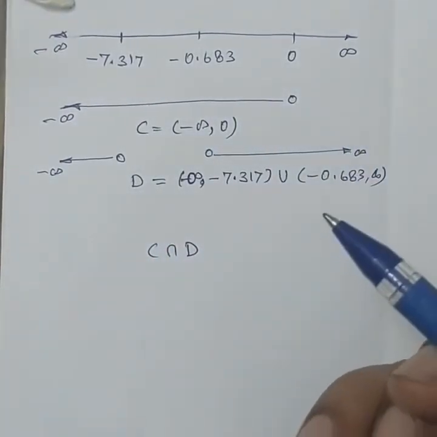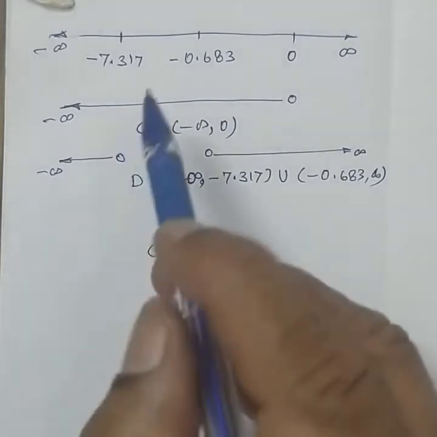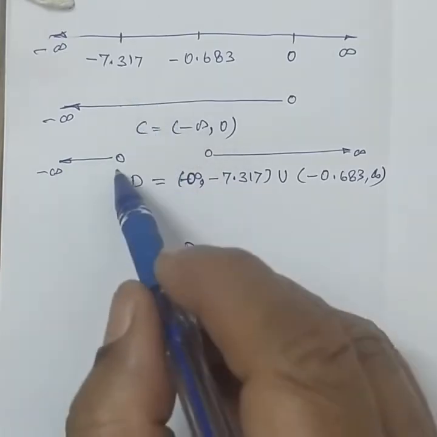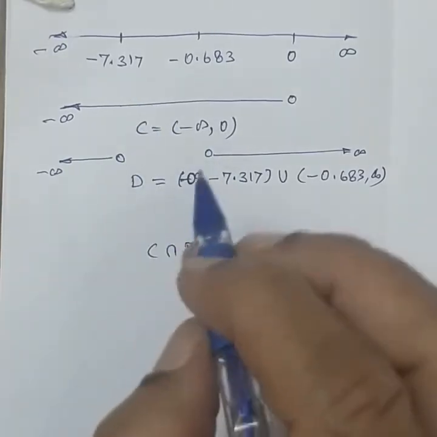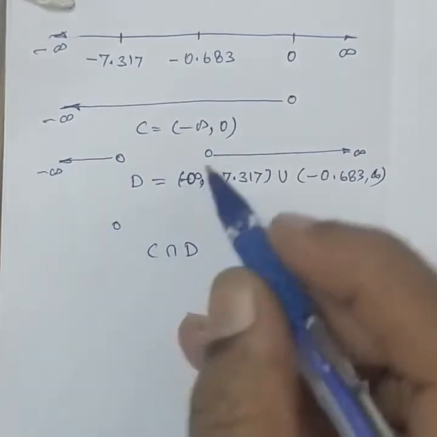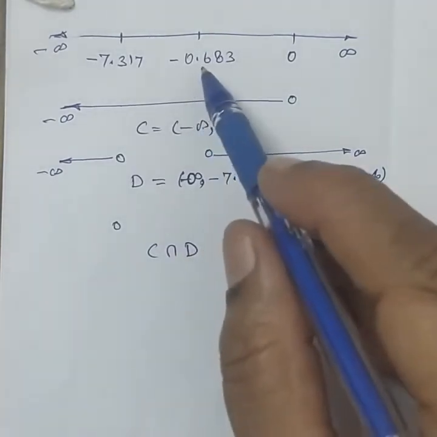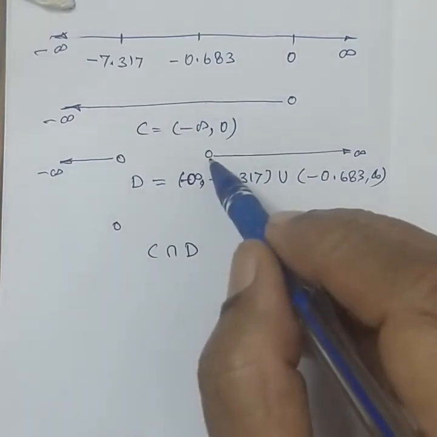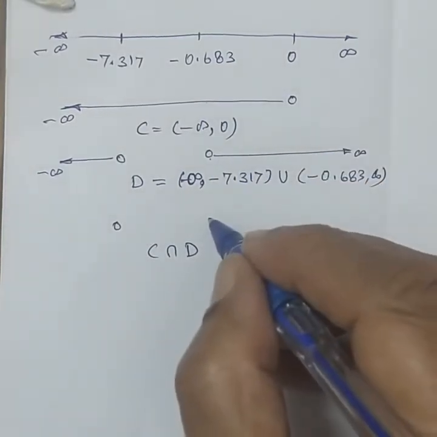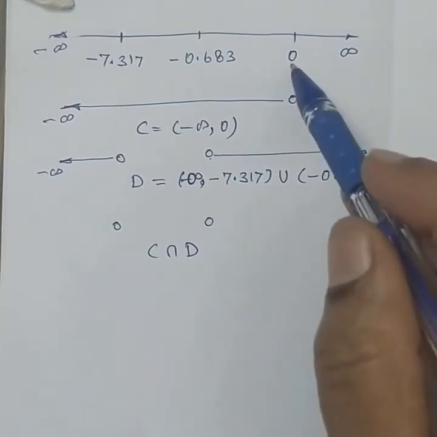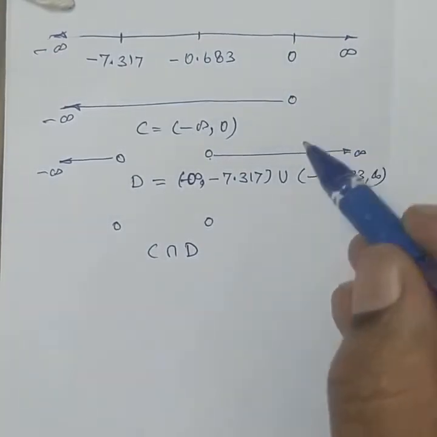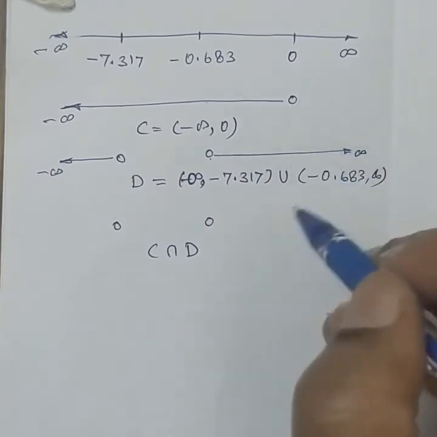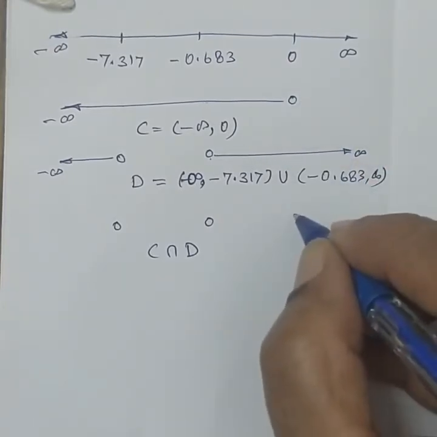First of all, we will check the status of the critical points. Minus 7.317 is an element of C but not an element of D, hence it is not an element of the intersection. Minus 0.683 is an element of C but not an element of D, hence it is shown as a donut. 0 is not an element of C but is an element of D. It is not an element of the intersection, hence a donut is shown.